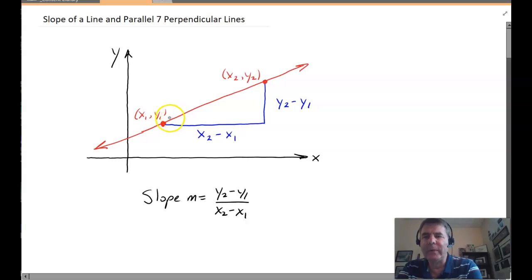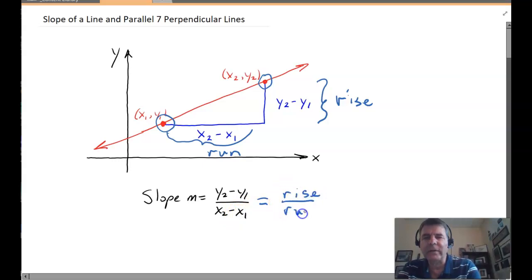If I have 2 points, this one is x1, y1, and this one is x2, y2, then the difference in y values is called the rise, and the difference in the x values is called the run. And the slope is change in y over change in x, or rise over run. It doesn't matter which point you subtract from which, but whatever point you use first in the y, you have to use that same point as your first x.